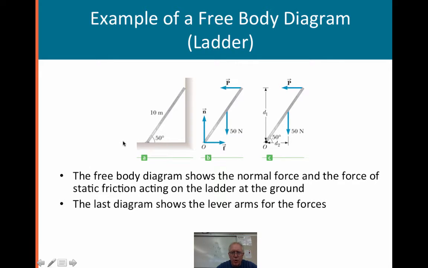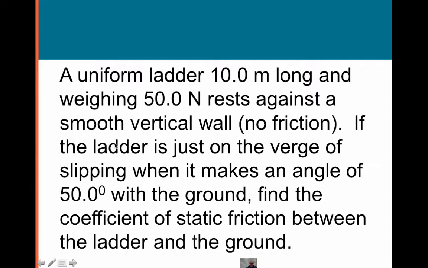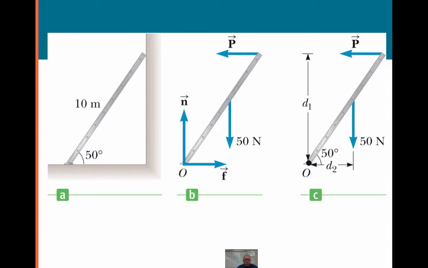So let me present the problem to you. I'm going to blow these pictures up for you a little bit. But here is a ladder, 10 meters long. You have it in your notes already. It's 50 newtons, and when they say smooth vertical wall, they're trying to tell you that there's no friction. And it's just about to slip at a 50-degree angle, and we're going to look for the coefficient of friction. All right, well, let's strategize here and see what we can do.